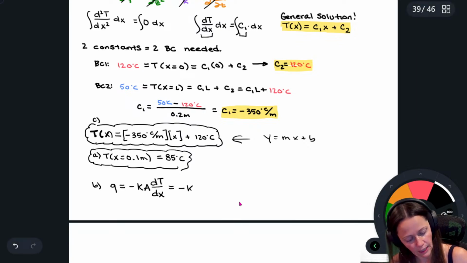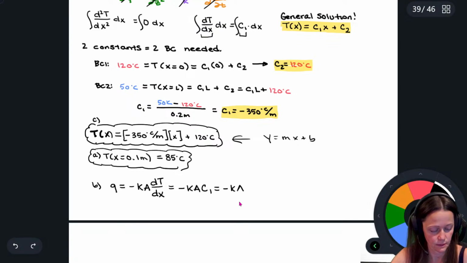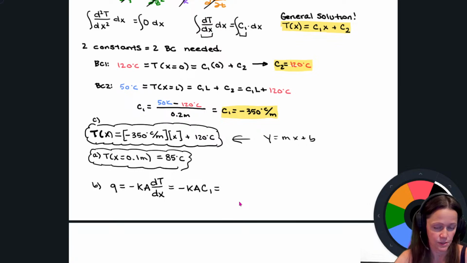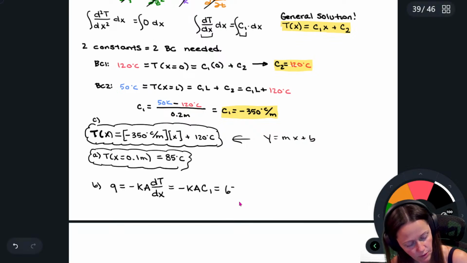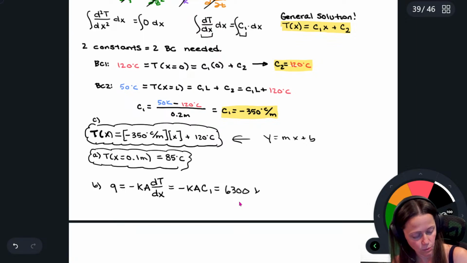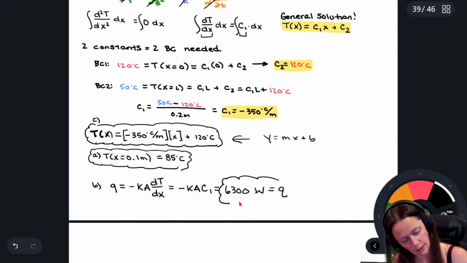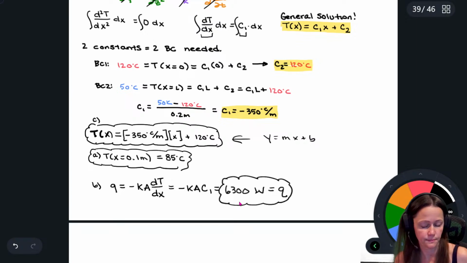So negative K times A times C1. We're given all those numbers, so it's just plug and chug. Negative 1.2 times 15 times negative 350, we end up getting 6,300 watts. There we go. Perfect.